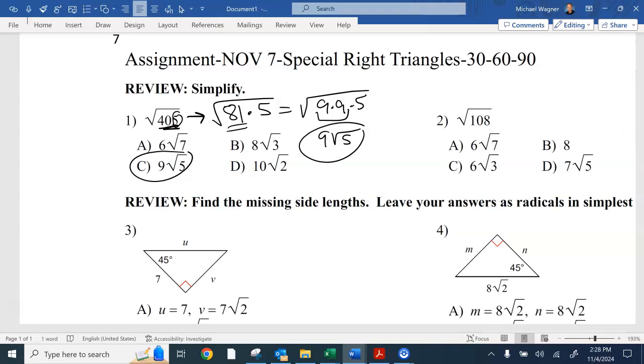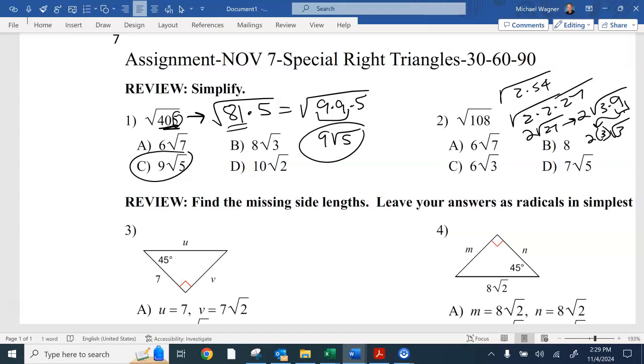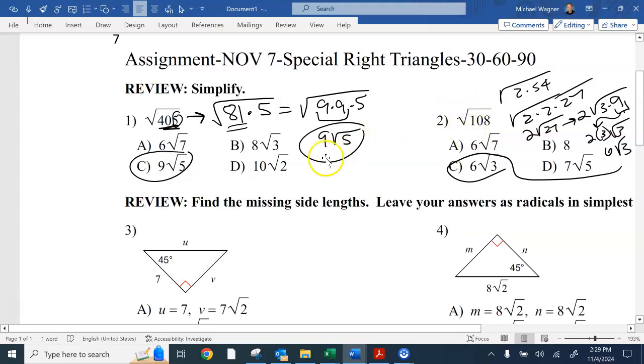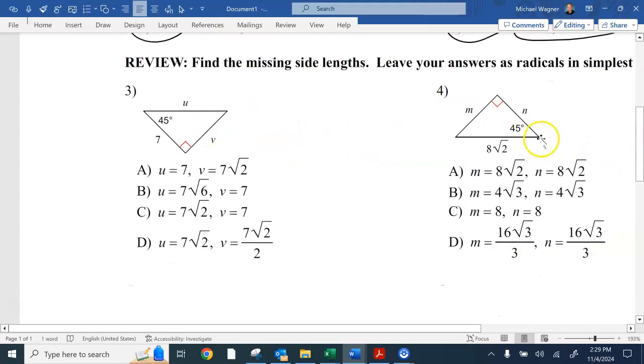Okay, so 108 is the same as 2 times 54. That's the same as 2 times 2 times 27. So we can pull a 2 out. Can we pull anything out of the 27? That's the same as 3 times 9. And remember, 9 is a perfect square. So when I pull that out, that's like 3. So that's like 2 times 3, root 3. So that's 6 root 3, which is another C. Okay, so that's how you do that. Go ahead and check the review questions, and I'll come back with a solution on those.